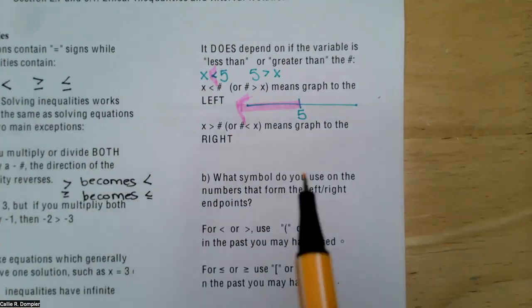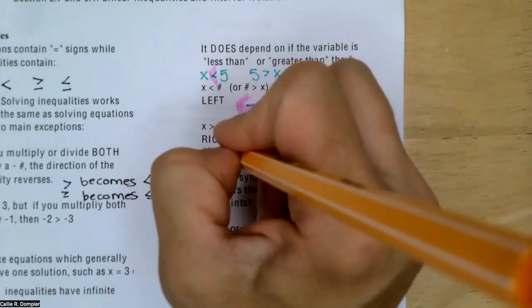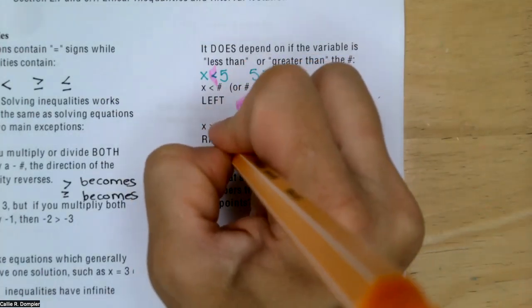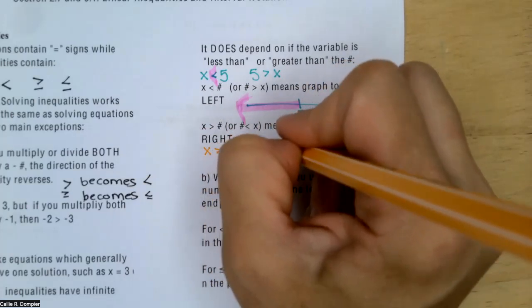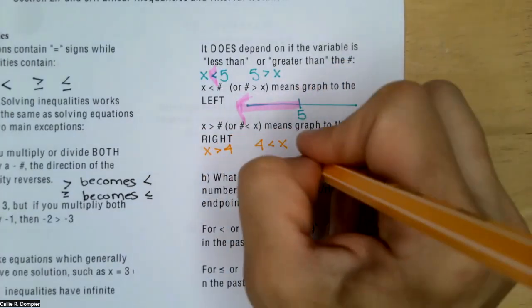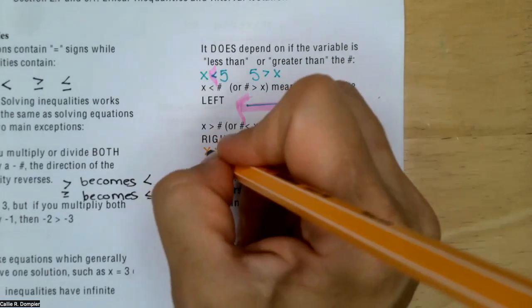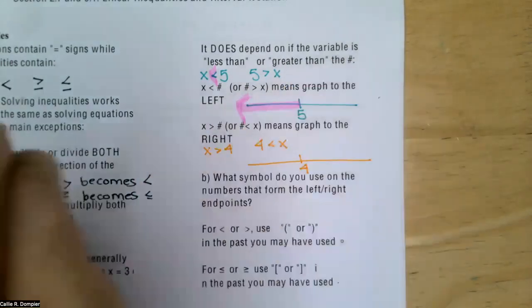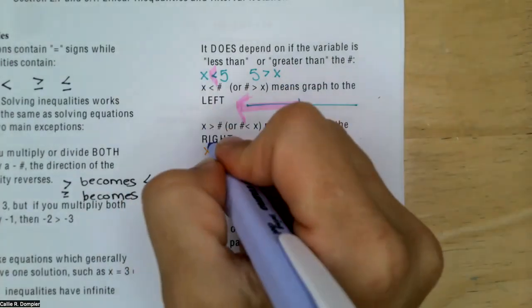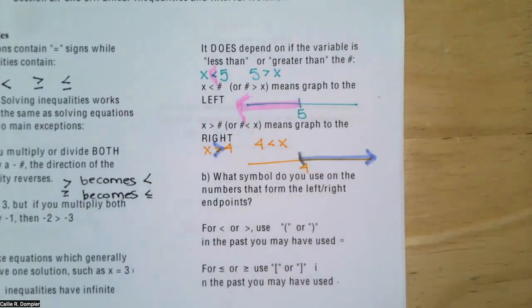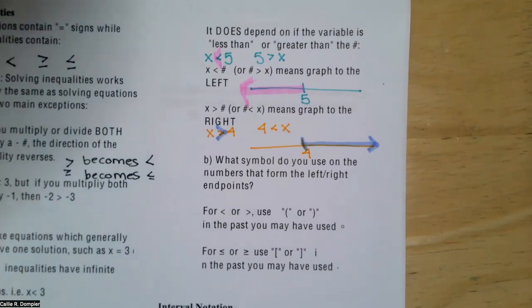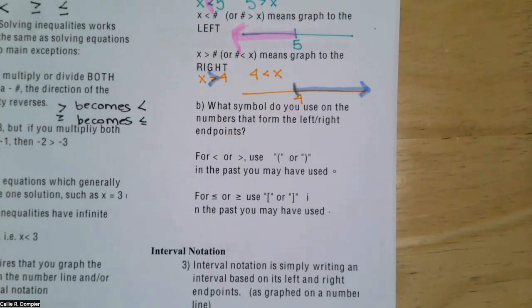Good. Here we have x is greater than 4, or 4 is less than x. Again, with your variable on the left, just use that as your arrow. That's not only a greater than sign, it's an arrow for which direction to graph it. Good? All right. What symbol do you use on the numbers that form the left or right endpoints?